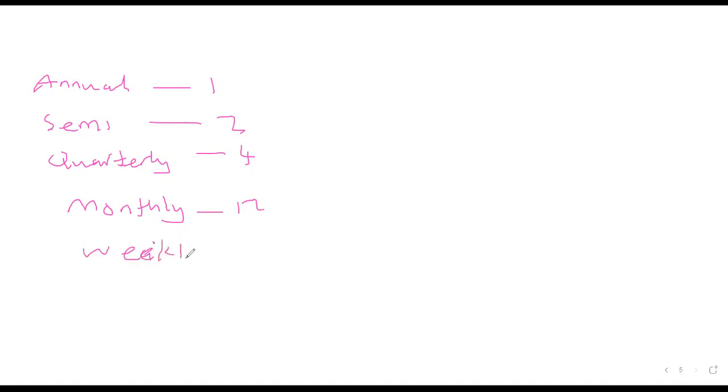So the implication of the number of compoundings is to add interest. So the interest rate will always be divided by the number of compoundings. So these numbers are called M. And the time is multiplied by what? The number of compoundings.